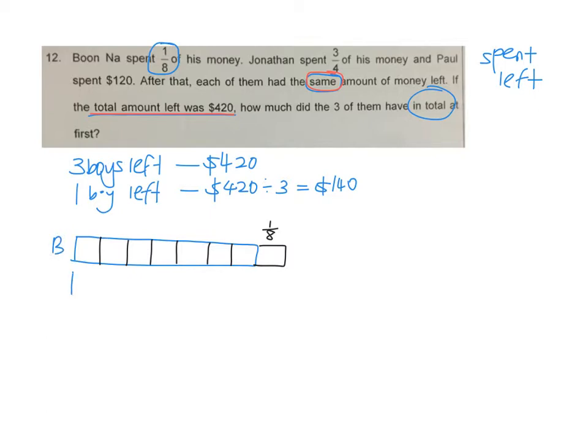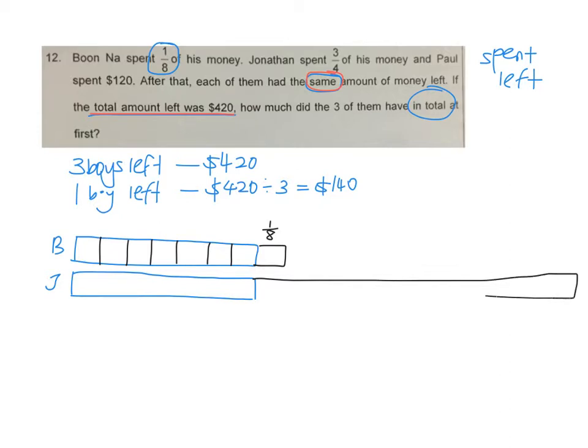Now the blue part will be the same because they are left with the same amount. This will be Jonathan. But how much more do I draw? It says Jonathan spent 3/4 of his money. That means the amount left is 1/4. So for Jonathan's model, I need 4 of this, three more of these really long ones. This part will be 3/4 of his money. And Paul spent $120.